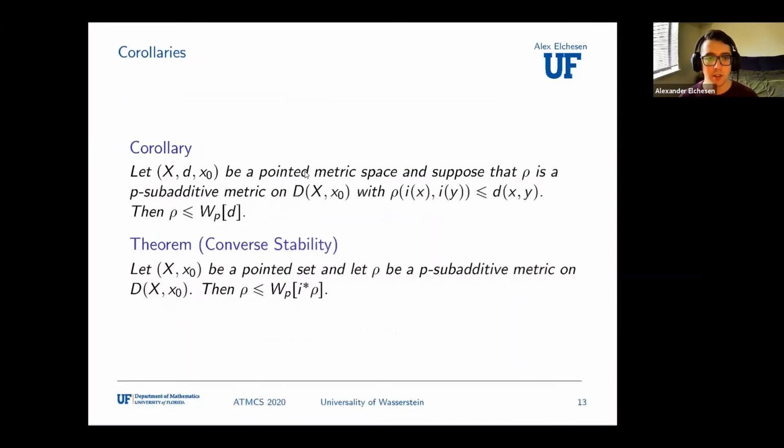Okay, so now I'll just give some quick corollaries. Suppose we have a pointed metric space, and suppose that rho is any p-subadditive metric on the space of diagrams, satisfying this inequality. And all this inequality is saying is that we have this canonical inclusion from X into the space of diagrams.